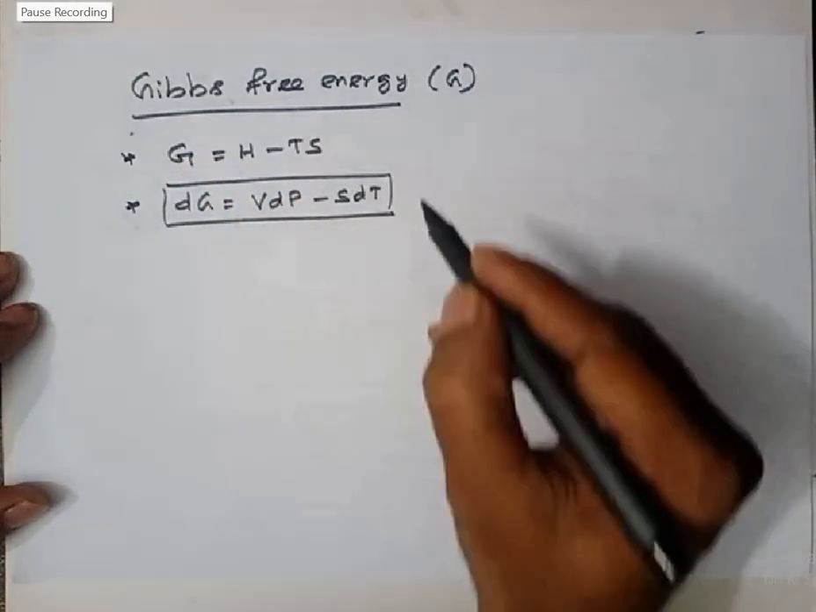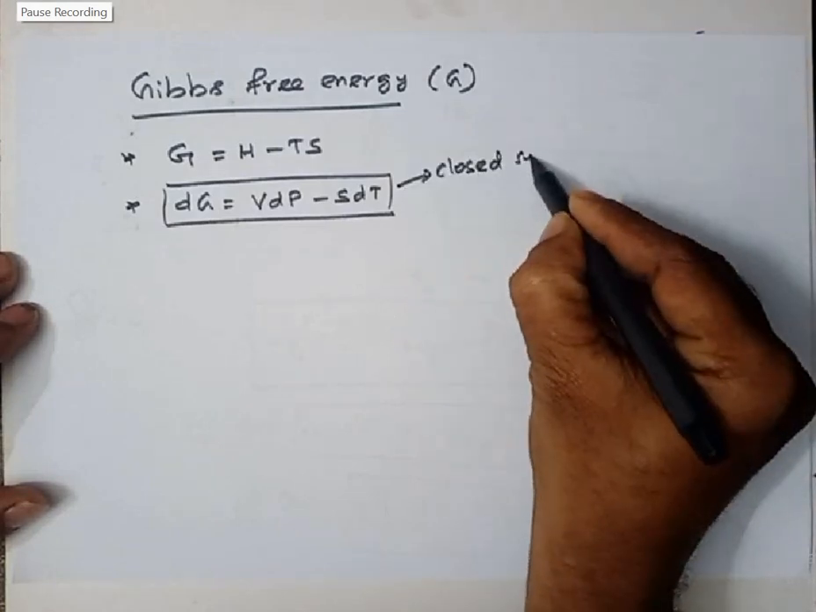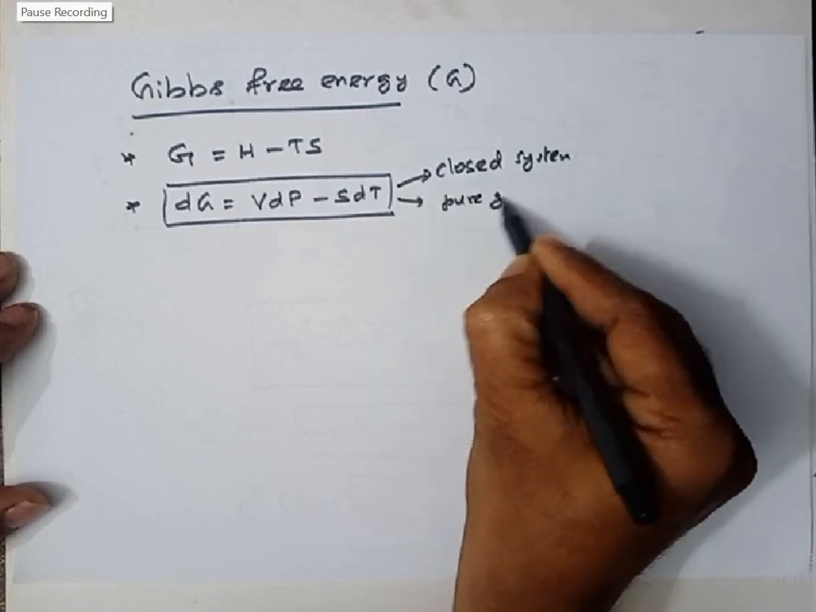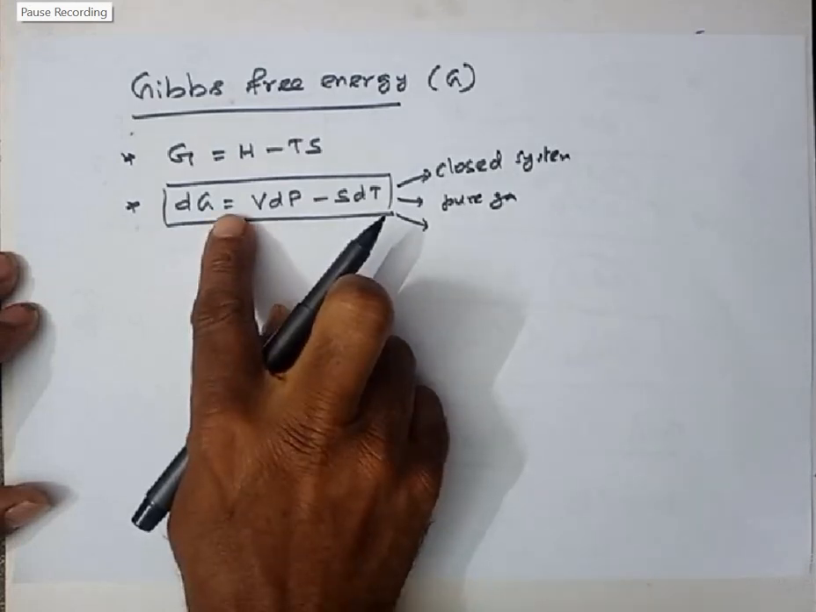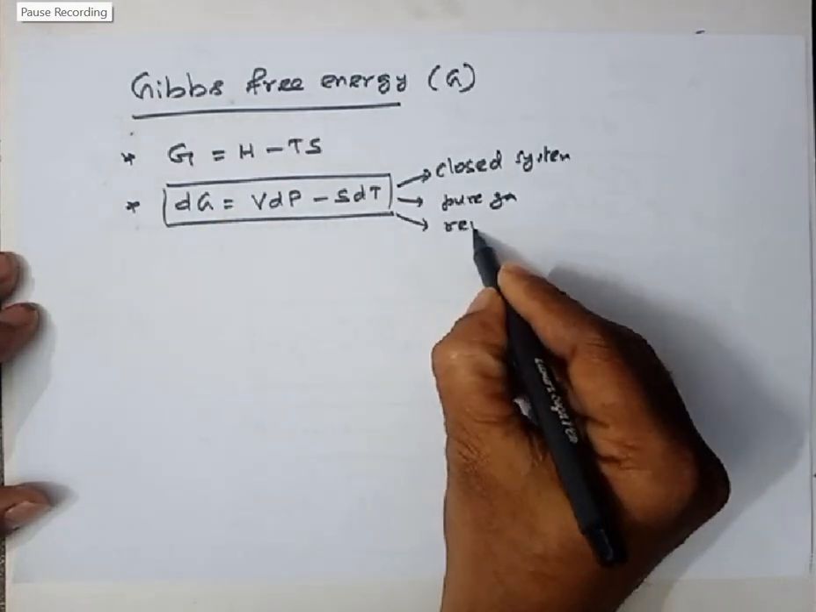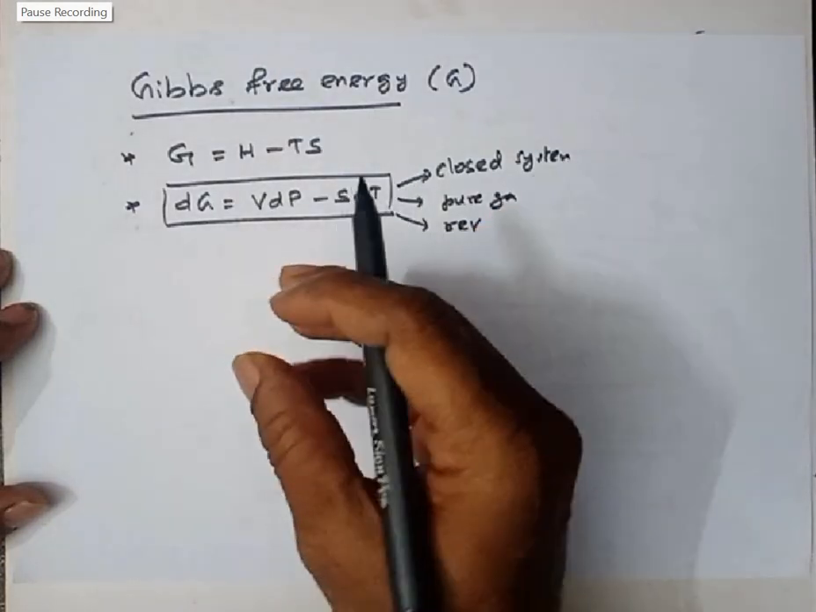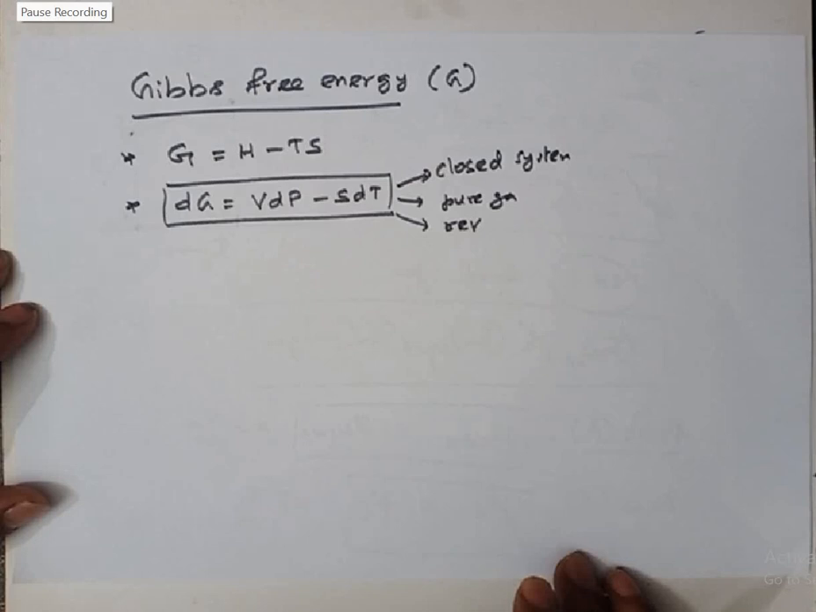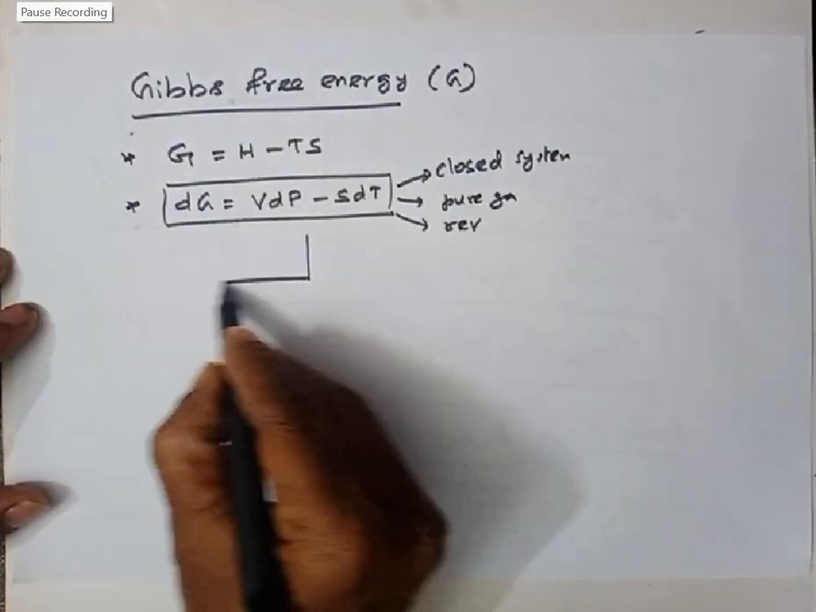And you know very well, this is applicable for a closed system containing pure gas. It is also applicable for a reversible process because we are using the equal to symbol here. If any process occurs in a reversible manner, you can use this formula.